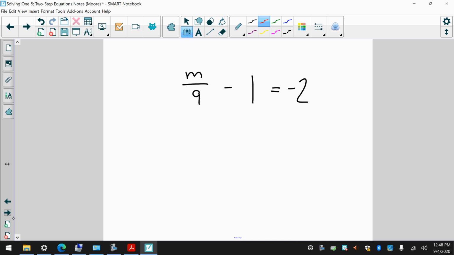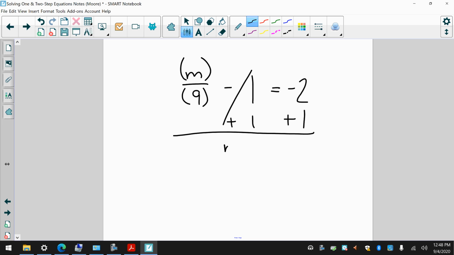Now, this one's a little bit different. Notice how the subtraction is on the outside of the division problem. In this case, since we still assume parentheses for the division problem, which would look like this, but the negative 1 is not inside with that, we do want to get rid of the subtraction first by doing the opposite operation and adding 1. So I have m divided by 9 equals negative 2 plus 1 is negative 1.